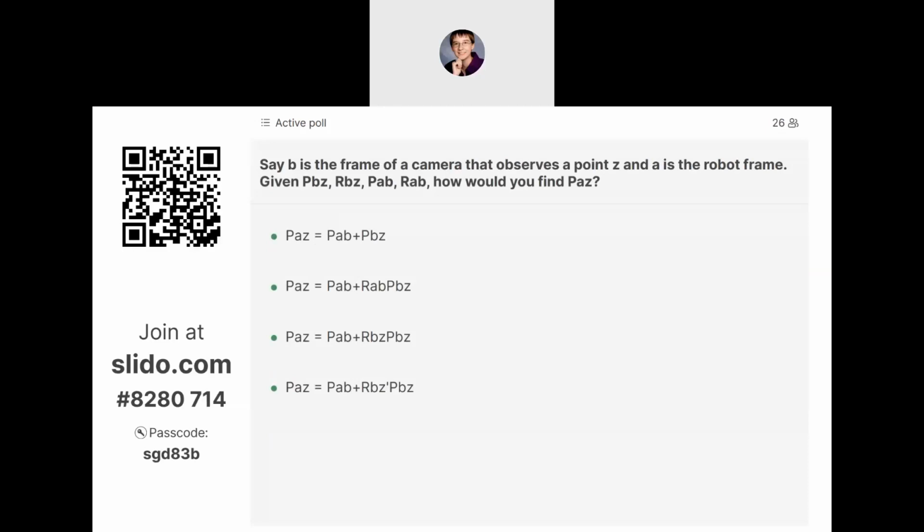What's like the comma? Transpose. Yeah, MATLAB notation, because there's not an easy way to do it using Slido.